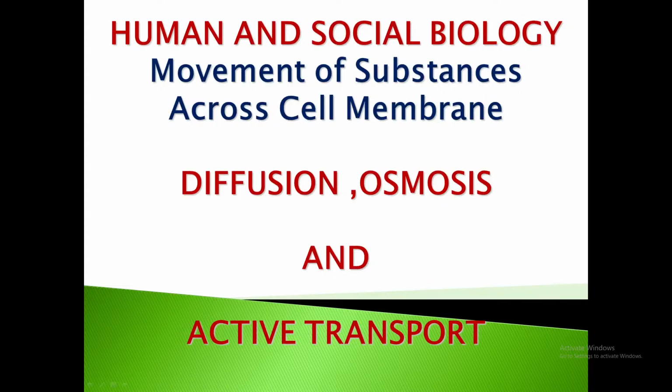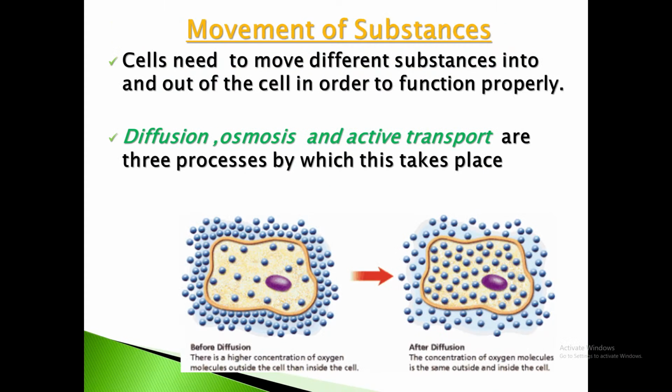Move in and out of the cell, which of course would be via the cell membrane. Now, just four persons actually online, but still gonna continue. Now, in terms of movement, cells need to move different substances into and out of the cell in order to function properly. So, of course, the different types of cells, they have their different functions.